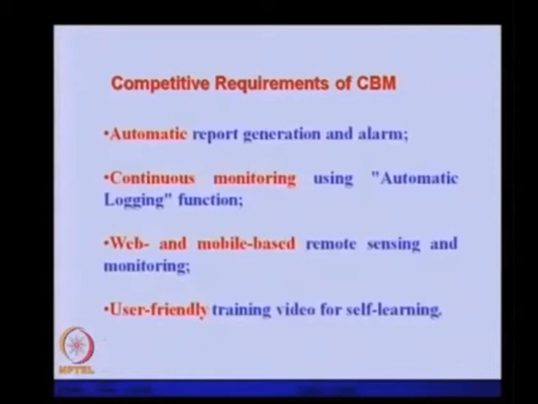These are some other requirements: automatic report generation and alarm, condition monitoring using automatic logging function, web and mobile based remote sensing and monitoring, user friendly, and training video for self learning. So these are some of the requirements a CBM system should have.